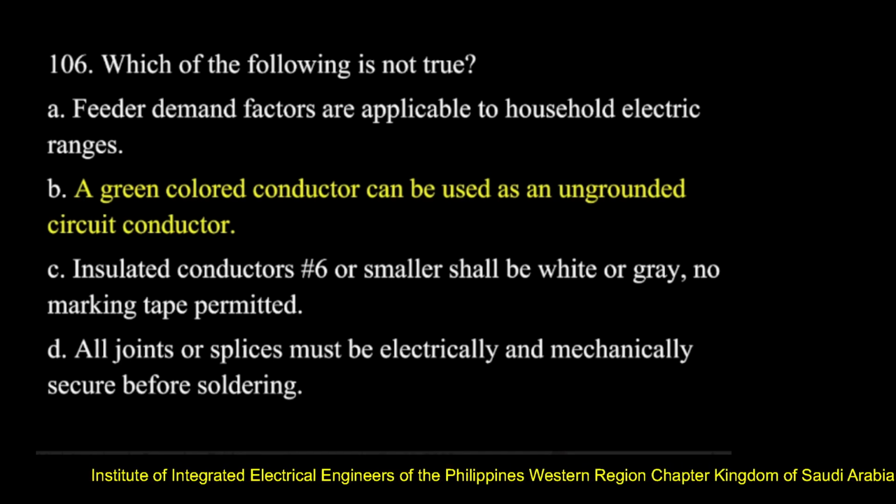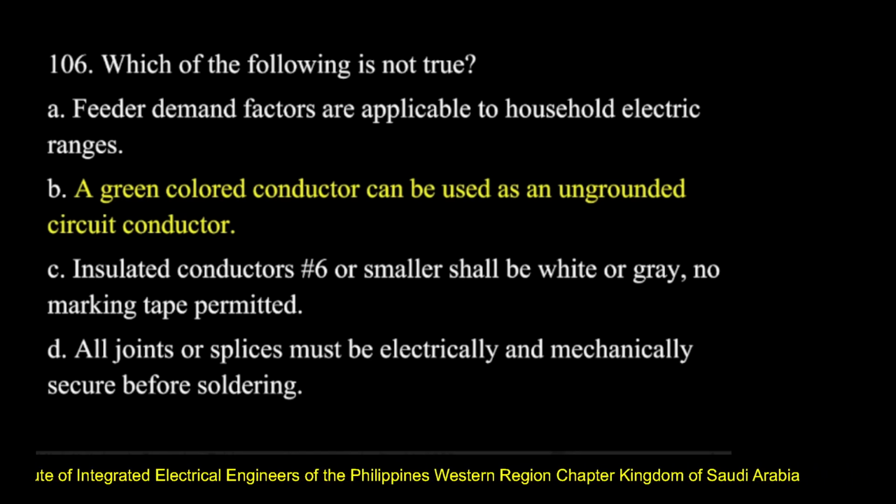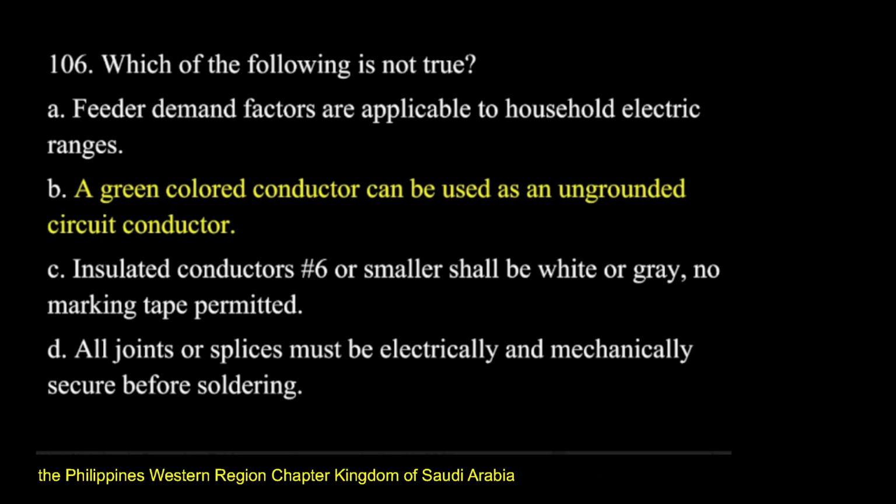Which of the following is not true? A. Feeder demand factors are applicable to household electric ranges. B. A green-colored conductor can be used as an ungrounded circuit conductor. C. Insulated conductors number 6 or smaller shall be white or gray, no marking tape permitted. D. All joints or splices must be electrically and mechanically secure before soldering.